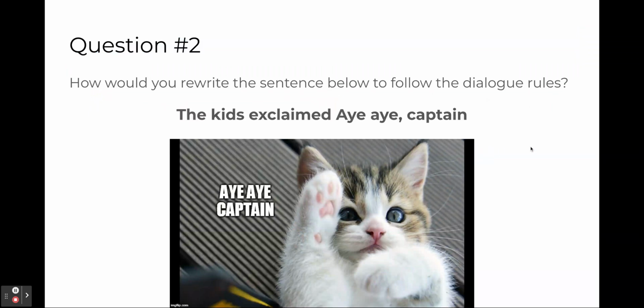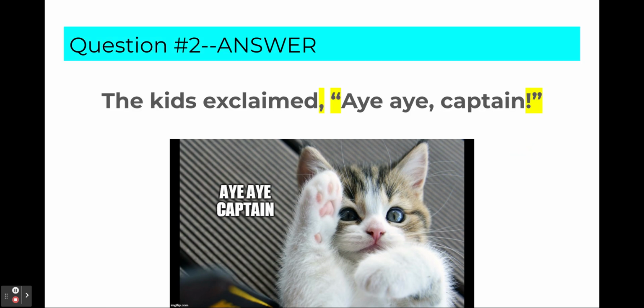Number 2, how would you rewrite the sentence below to follow the dialogue rules? The kids exclaimed, "Aye, aye, Captain." So this one would be: the kids exclaimed, comma, quotation mark, and it already had a capital A, "Aye, aye, Captain," with an exclamation mark because it says exclaimed with quotation marks after it.